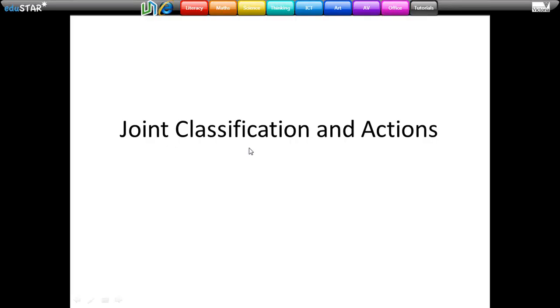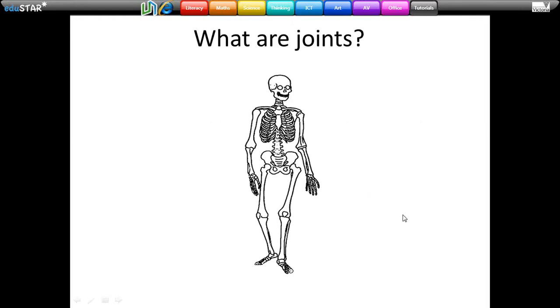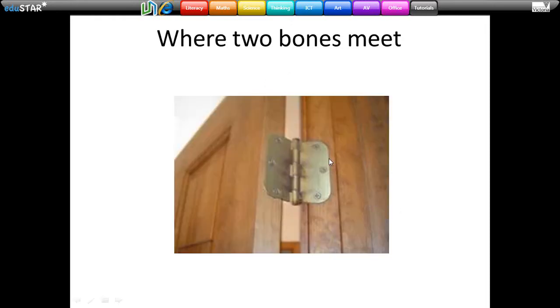Okay, this is just a little PowerPoint for joint classifications and actions. So just to give you a little bit of an idea about what the different classifications are of joints and also how we can describe the movement of joints. So what are joints? We've got over 200 bones in our body, and at some point they need to connect together. So our joints are where two bones meet.